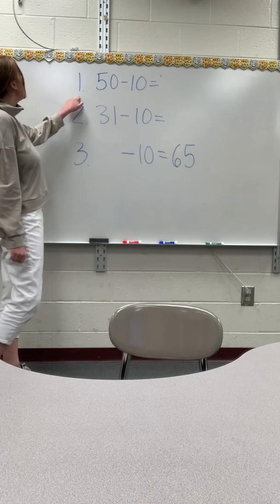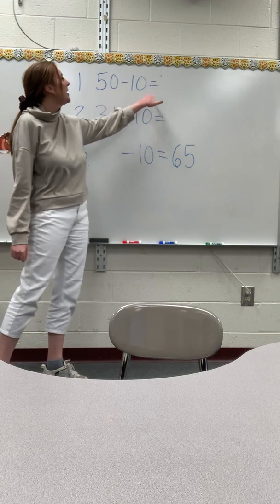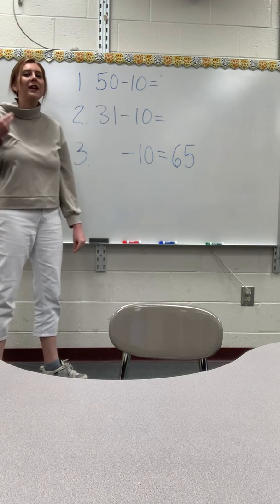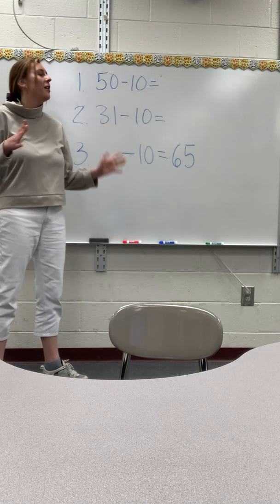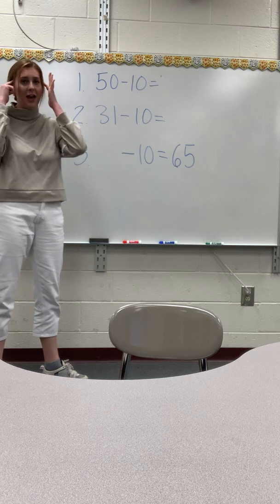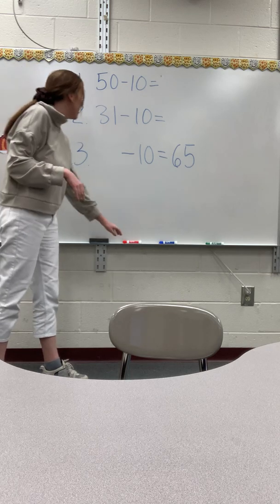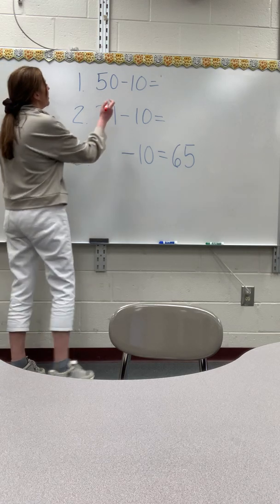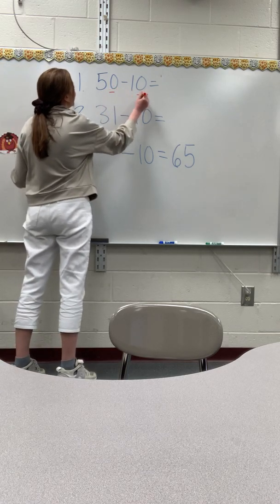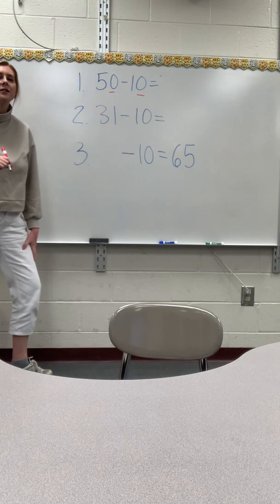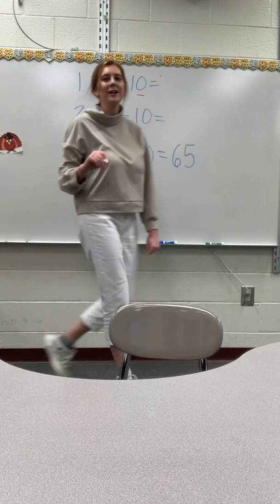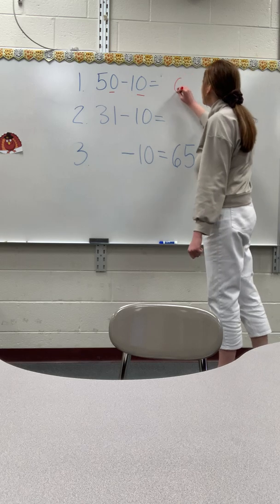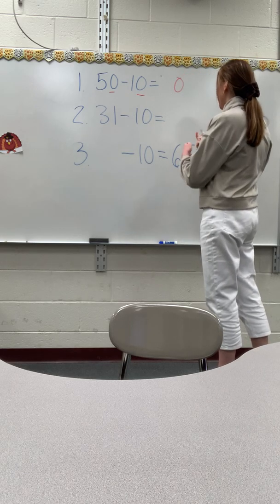So for problem 1 we have 50 minus 10. Now I want you guys to be able to say, okay, I can do this in my head. But we were minusing by 10, so we want to look at the ones place first. So we have 0 and 0. And what's 0 take away 0? It's going to be 0. And then we look into our tens place.